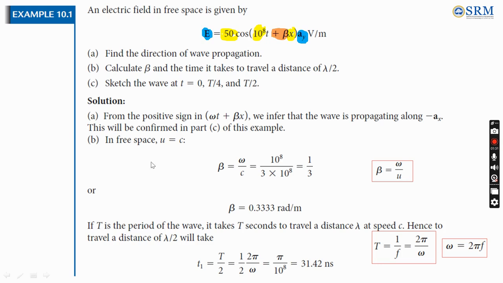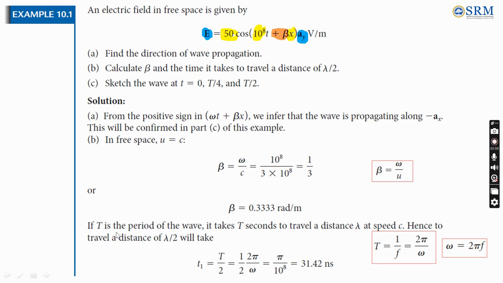And they have given one more hint that the electric field is in free space. So in free space, the velocity of an electromagnetic wave is equal to the velocity of light. From that we can find beta, as we know, omega by u. U is c here. So omega from this expression, comparing these two, is 10 power 8, divided by the velocity of light. We can get 1 by 3 radian per meter.